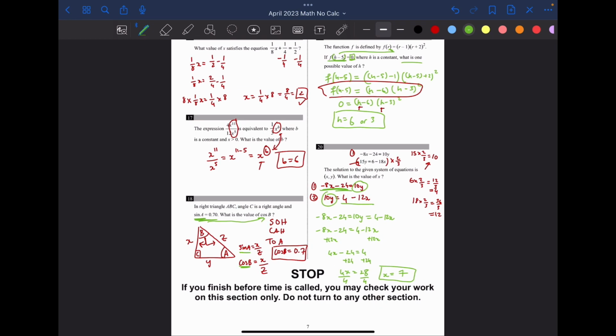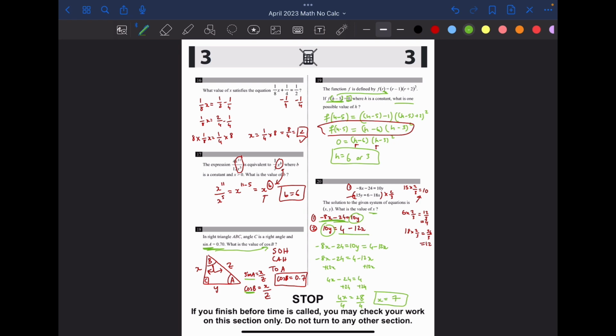And we are done because we found out what x is. And that was what the question was asking for. So yeah, that's it, and we're done.